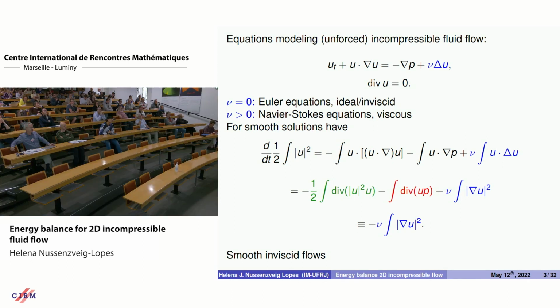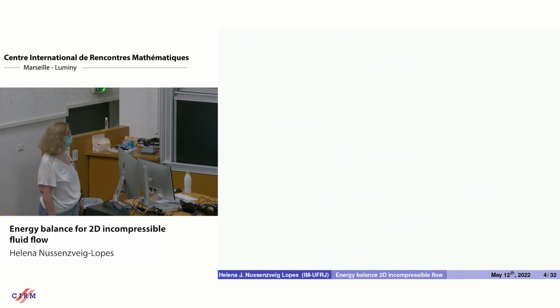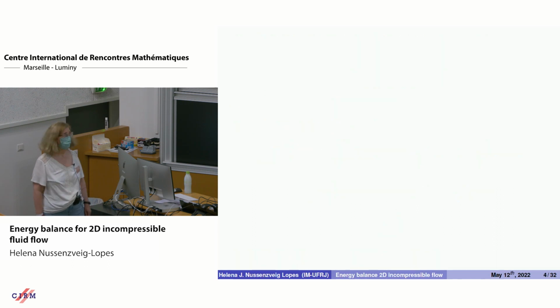So for smooth inviscid flows, in the case where viscosity is 0, they just conserve kinetic energy exactly, okay? As long as you're smooth. And the whole point of my talk is what about this goes through for weak solutions, for irregular solutions.